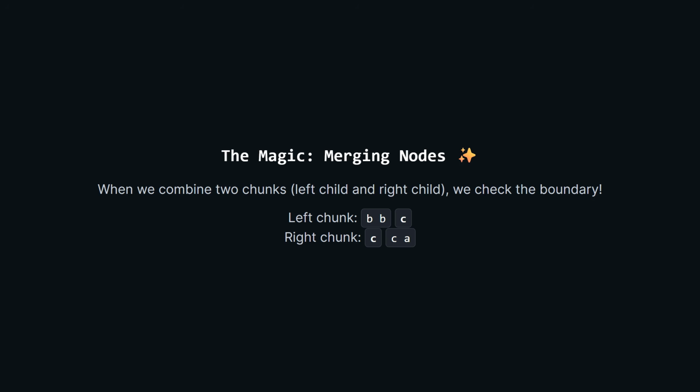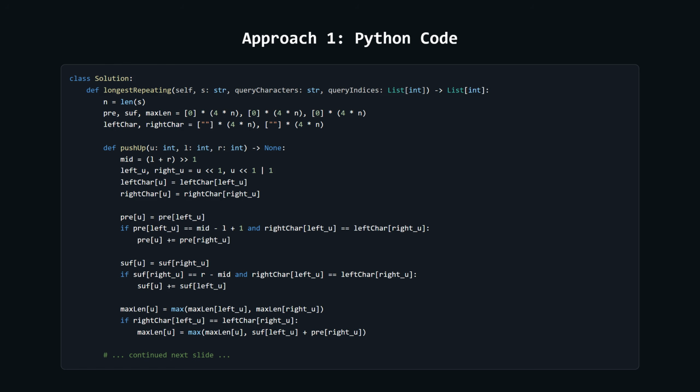We look at the boundary where they touch. If the right side of the left chunk matches the left side of the right chunk, we can stitch those blocks together. Here is the first half of the Python code for the segment tree. It sets up our storage arrays and defines the most important function, which merges the nodes. Let's break this merge logic down, step by step next.